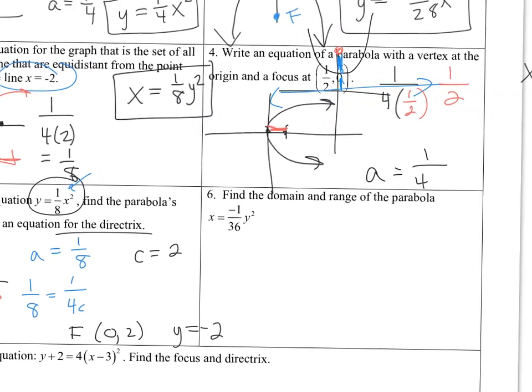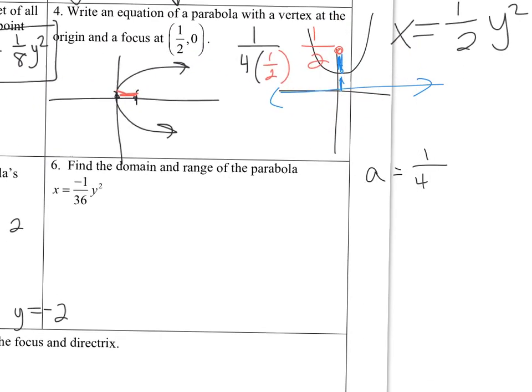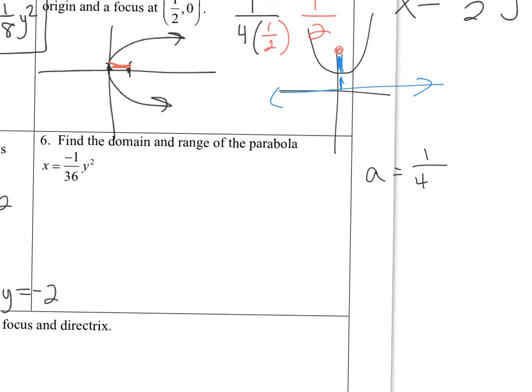Okay, number 6. Find the domain and range of the parabola. So this parabola has to go side to side. The vertex is at (0, 0). And also it's negative, so it's going this way.